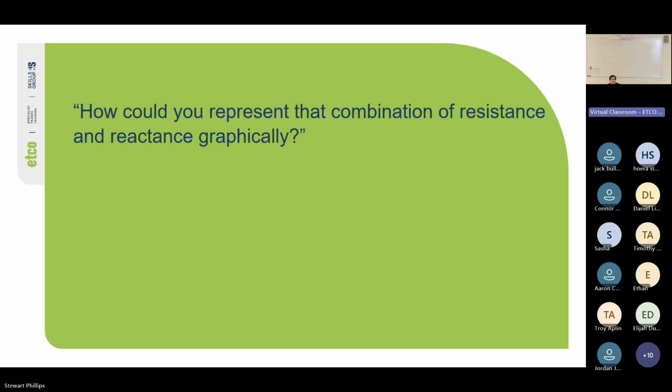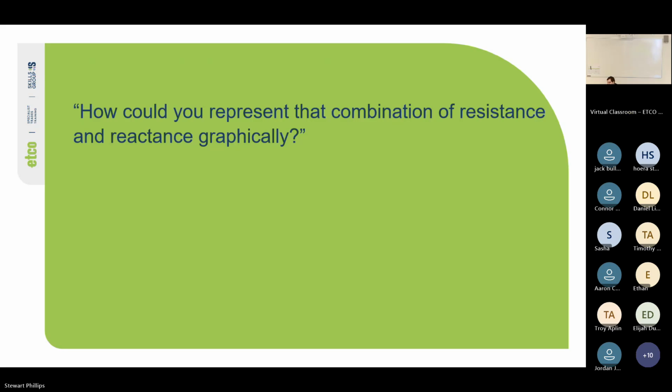Yeah, we could do it that way. So graphically, some form of graphic or some kind of geometrical shape that could represent the combination of resistance and reactance. Yeah. At the end of the day, electricity loves triangles, and the relationships between a lot of things in the electrical world come back to triangles.